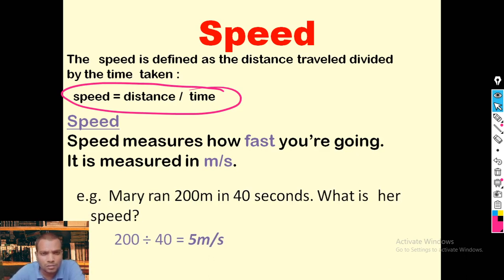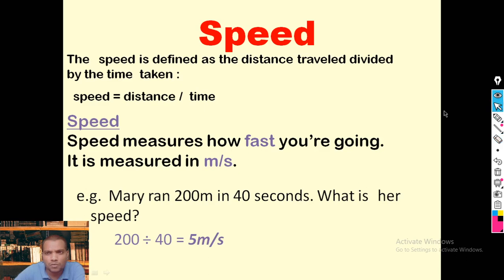Just see one small example. If Mary runs 200 meters in 40 seconds, what is her speed? We know the distance is 200 meters and the time is 40 seconds. Just divide 200 by 40. We get 5 meters per second. That is the speed of Mary.